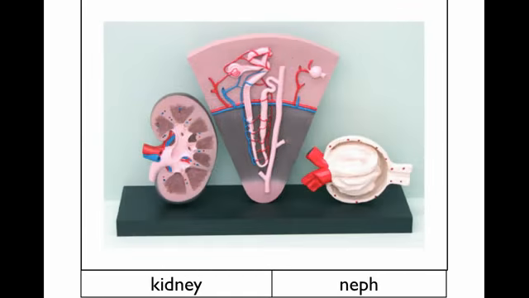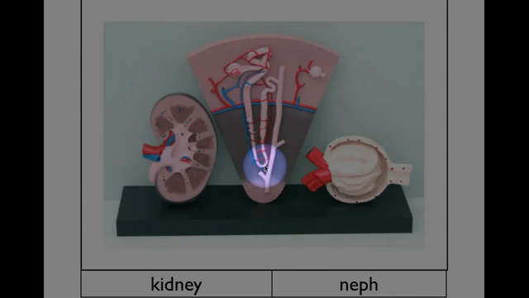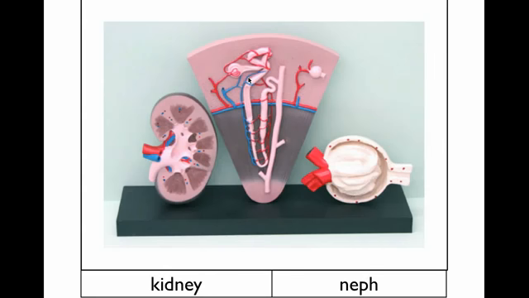This one you probably don't know, but neph, N-E-P-H, it relates to the kidney. The functional unit of the kidney is the nephron. This is the actual nephron here. That is how the kidney is able to filter blood and produce a filtrate, which will eventually be urine.